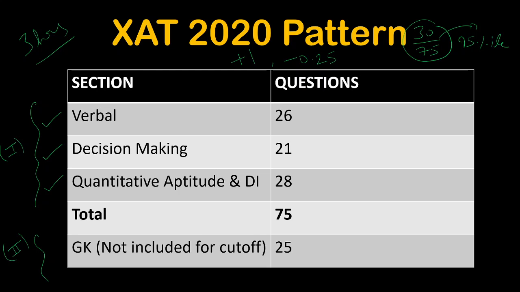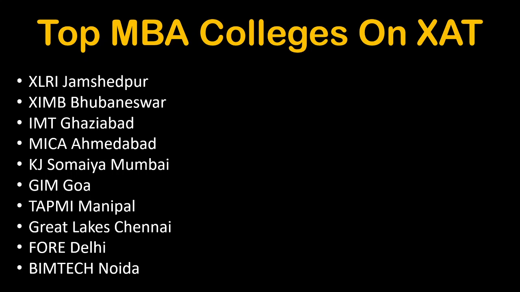By now, you must be wondering why we are focusing so much on that. Friends, the answer to this is the list of MBA colleges on your screen, which consider that score and represent the most prestigious colleges in India for MBA. The first and foremost is XLRI, which I hope, being an MBA aspirant, you must have heard of, as it is Asia's best college for pursuing HRM. The other colleges are XIMB Bhubaneswar, IMT Ghaziabad, MICA Ahmedabad, KJ Somaiya Mumbai, GIM Goa, TAPMI Manipal, Great Lakes Chennai, FORE Delhi, and BIMTech Noida.